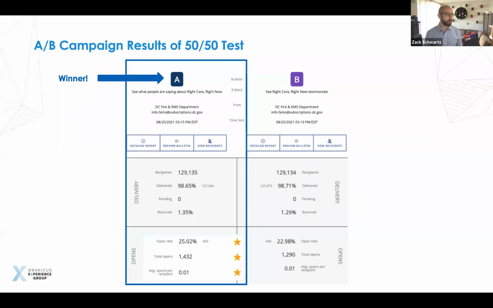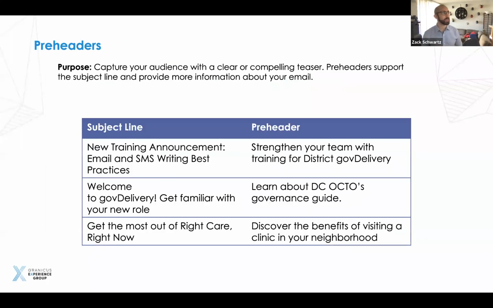So this is just a little bit about how you can use the tools of govDelivery to really nail those subject lines. It's always good to be testing with your subject lines. And I feel like I spent a lot of time on subject lines, but they're the first thing that your audience sees. And if they don't click on the subject line, then they're not going to see all the hard work that you put into your email. So it really is very important. That is subject lines. Moving on to pre-headers.